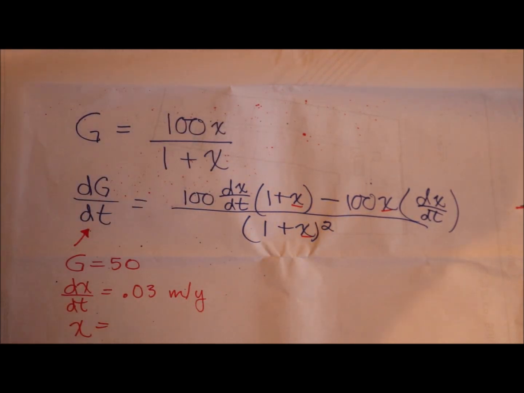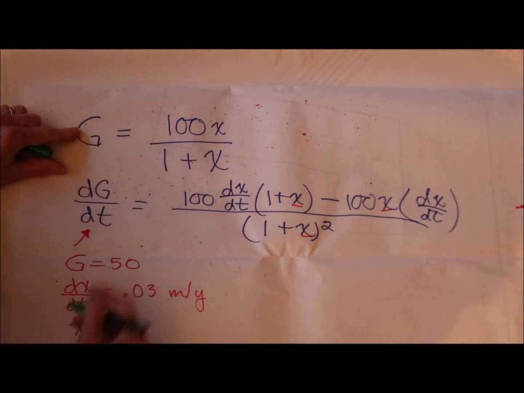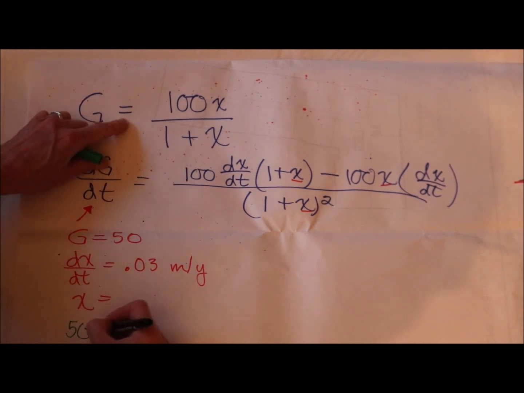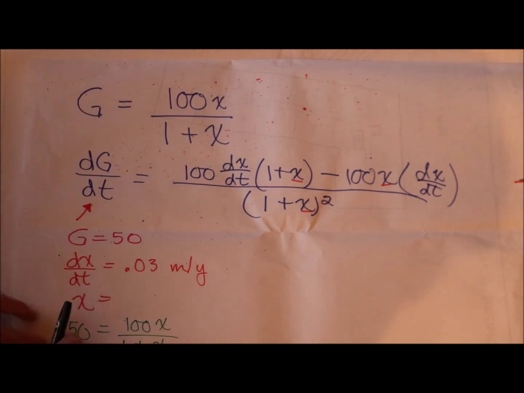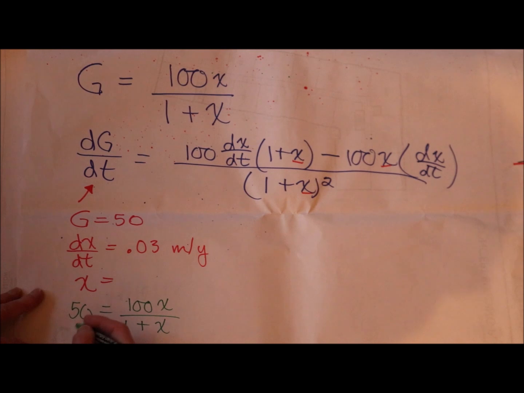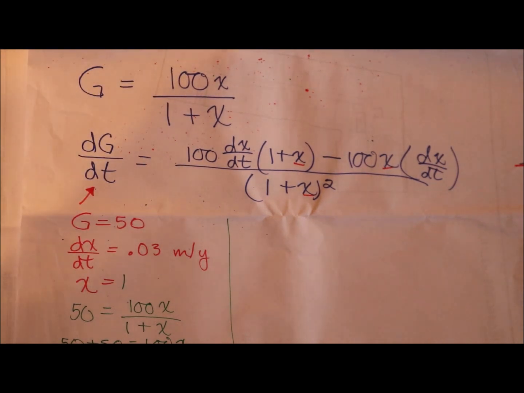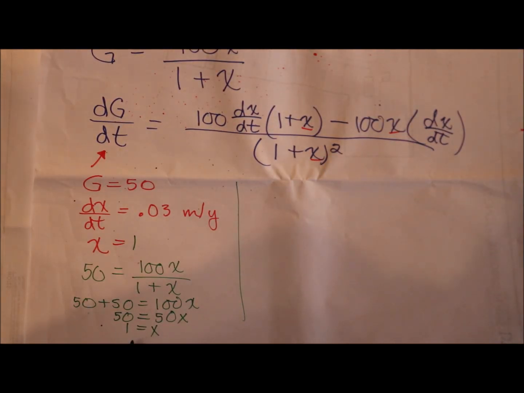So I can just set up an equation here. I'm going to replace this g with 50 and solve for x. In other words, I'm going to find the diameter of the tree that gives me a height of 50. I'm going to cross multiply. 50 plus 50x equals 100x. Subtract, I get 50x equals 50, and nicely x is 1. So x equals 1. So that's not that bad. I just moved that up so you could see that a little bit.